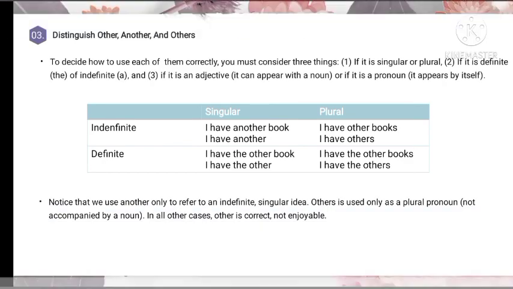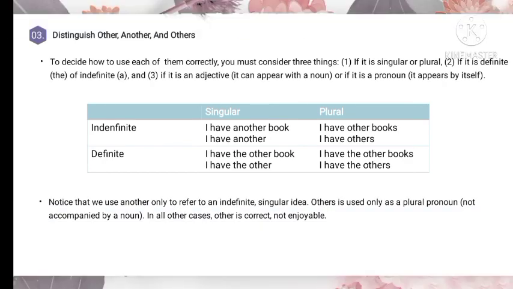Number 3. Distinguish other, another, and others. To decide how to use each of them correctly, you must consider three things. First, if it is singular or plural. Second, if it is definite, the, or indefinite, a. And third, if it is an adjective, it can appear with a noun. If it is a pronoun, it appears by itself.